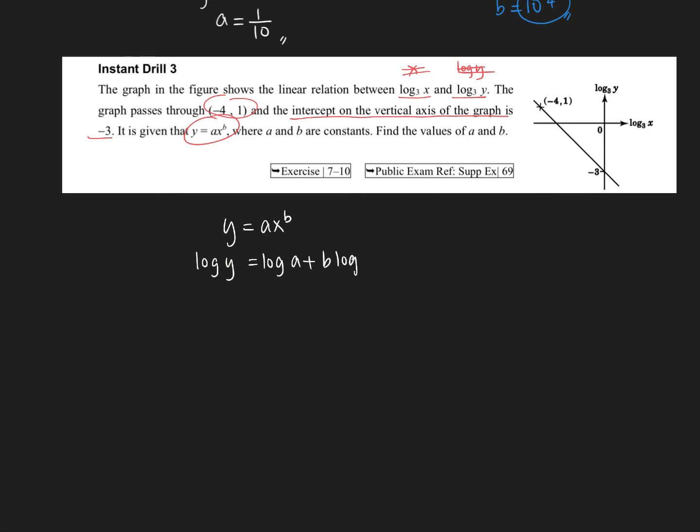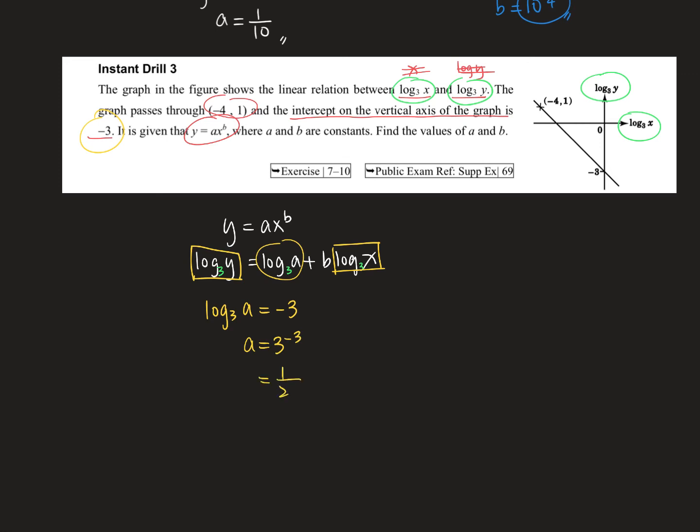All right, but this time we should be taking log with respect to base 3. Because the question is saying that it's a relation between log y base 3 and log x base 3. So this is replacing our normal y, and this is replacing our normal x. And we know that the intercept on the vertical axis is this part, and it's -3. So we know a is 3 to the power -3, which is 1 over 27.